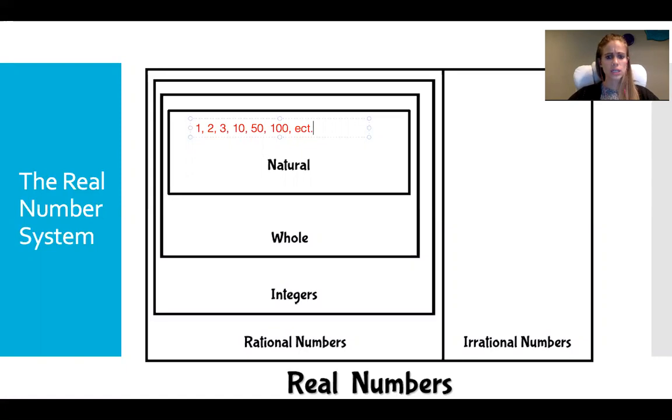Then our whole numbers. If you look here, the natural number box is inside of the whole numbers. That's because your whole numbers include the natural numbers, but they also add the value of 0. So whole numbers include 0 and all of the natural numbers.